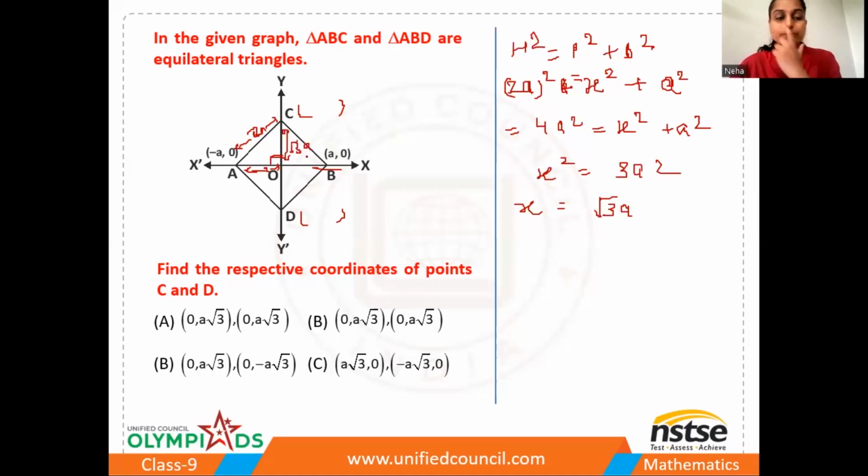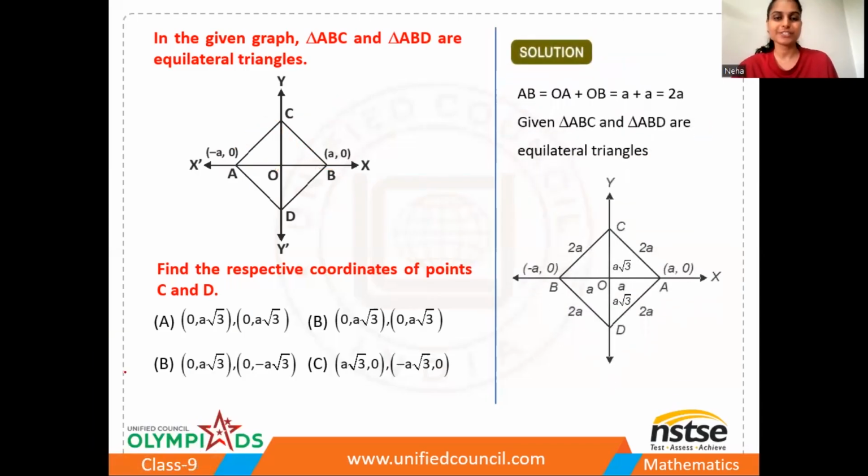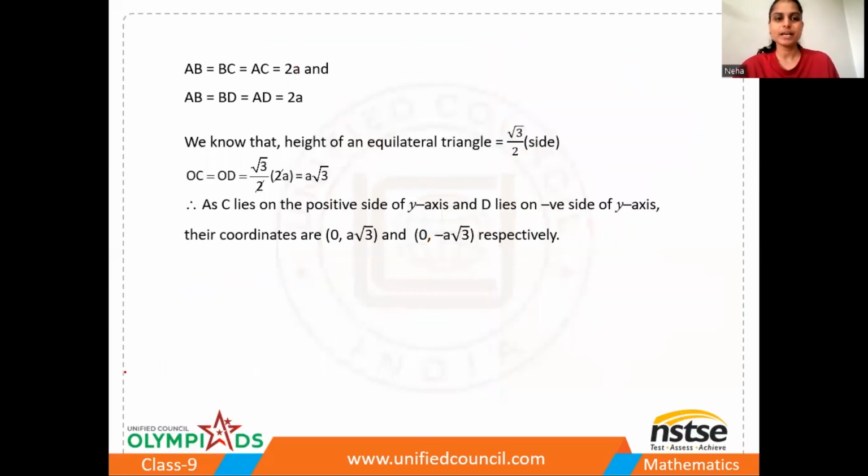Very good. So if this side is square root of 3A, then the point C lies on the y-axis, that means the x coordinate is 0 and the y coordinate is square root of 3A. Similarly, D is also on the y-axis, that means the x coordinate is 0 and the y coordinate will be negative square root of 3A because it is on the negative side. Right? So perfect. This is the answer for the given question. Now let me show you the detailed complete explanation for this question. Okay, perfect. And this is the answer.